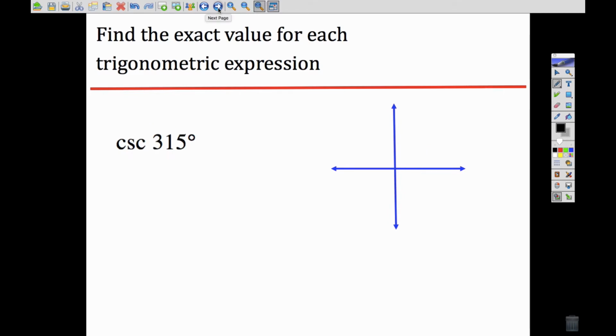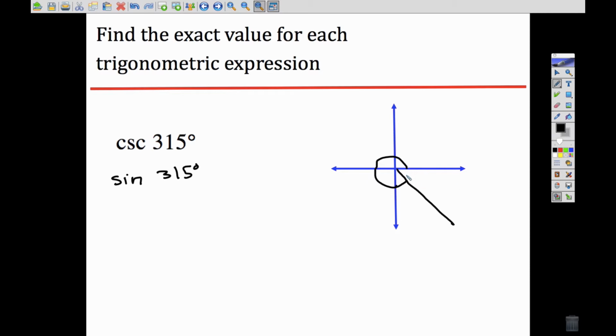Okay, let's look at the cosecant of 315 degrees. So cosecant is the reciprocal of sine. So I'm going to first evaluate the sine of 315 degrees. I'm going to figure out where 315 degrees goes. This would be 180. This would be 270. So 315 is halfway between the axes right here.